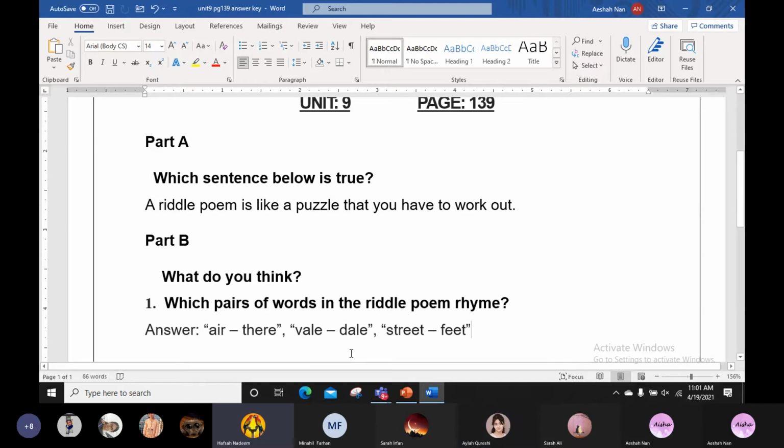Which pairs of words in the riddle poem rhyme? Yes, we need to look for the pairs of words in the riddle poem that rhyme. If we look at the last word in the first line, that is air. And if we look at the word in the next sentence, that is there, do you feel that they both rhyme, air, there? And then we have veil, dale, the last words, right? So these are the pairs of words which rhyme and we need to mention. All right. I hope the question is clear now.